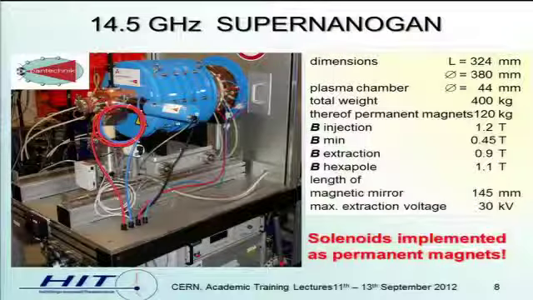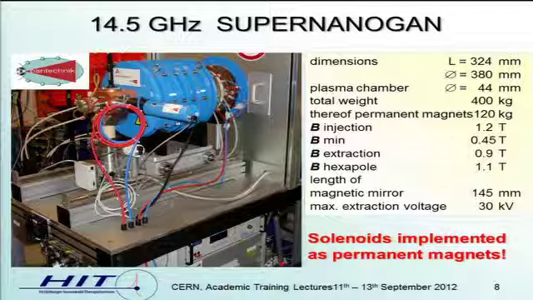Okay, let's start with the ion sources. These are commercially available ion sources from the company Pantechnik. These are permanent magnet ECR ion sources. They work at 14.5 gigahertz for the microwave, which is put into the plasma.